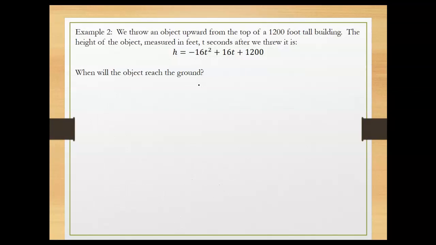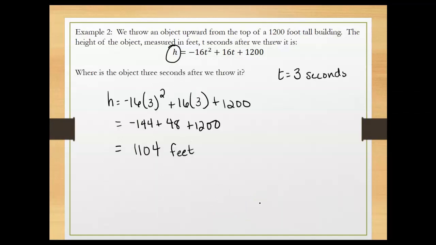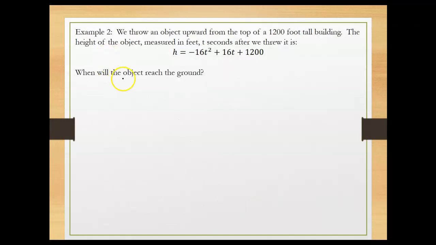Let's try one more. When will the object reach the ground? So let's go back to our picture. We're talking about here. Well, what is the height when we reach the ground? If you were laying on the ground, your height would be 0 feet above the ground. So whenever something asks you when will it reach the ground or be at sea level, that's telling you the height is equal to 0.